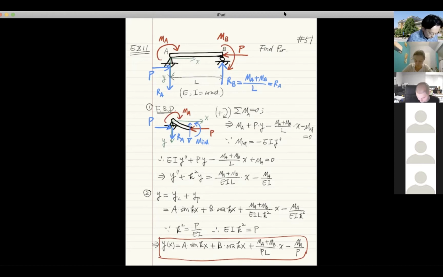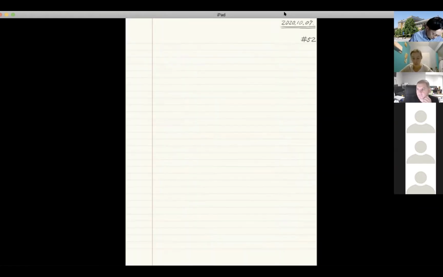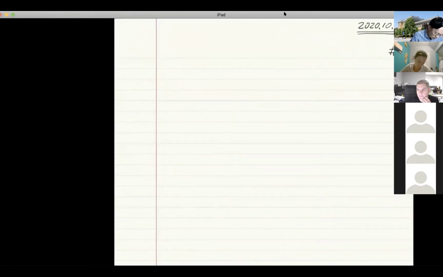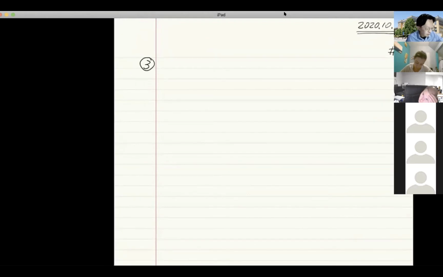So last week we already found the free body diagram. We already got the governing equation. We already found the general solution. So today we will continue solving for this. This will be step 3. Now, as you know, once you have the general solution, the next step is to apply the boundary conditions, right? So we're going to call boundary conditions.